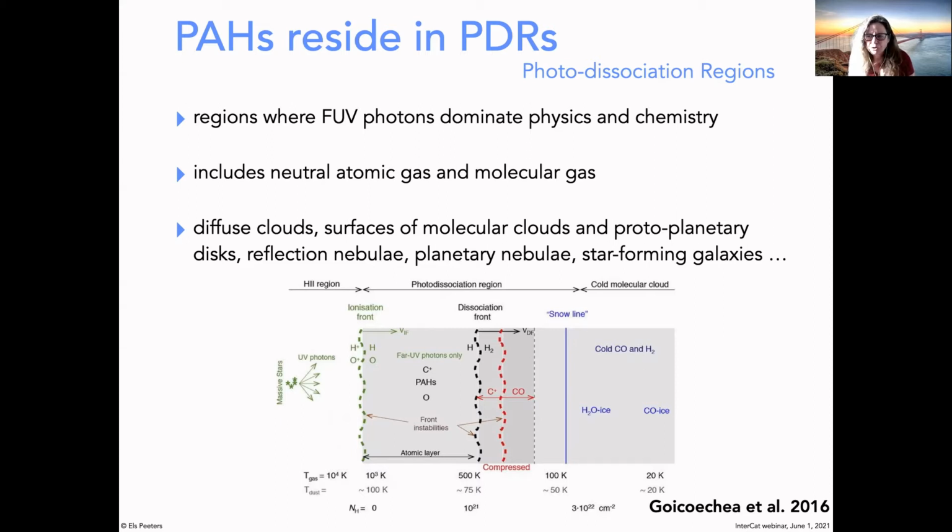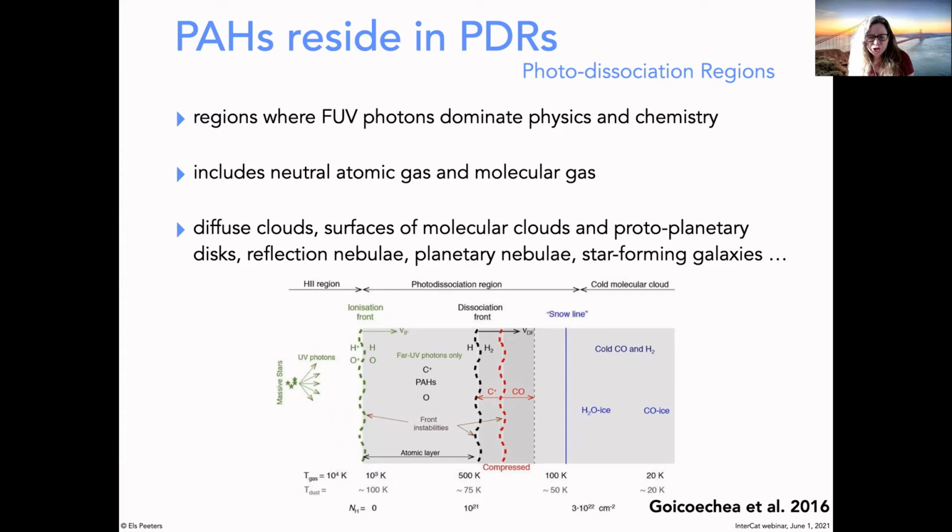At some point, you reach a very sharp boundary, which is denoted as the ionization front, after which you can find hydrogen in a neutral state. And if you go a little bit further away from your ionizing stars, you cross the dissociation front. That's where you convert your neutral hydrogen to molecular hydrogen.